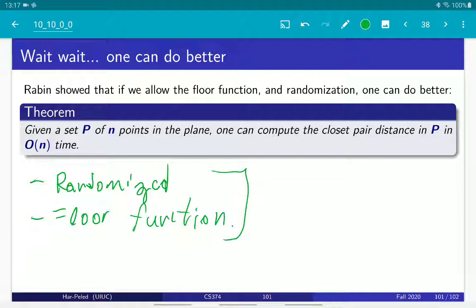His algorithm was pretty complicated, but it was simplified, and now it's really a beautiful algorithm. If you're interested, you should take 473, where it's being taught sometimes.